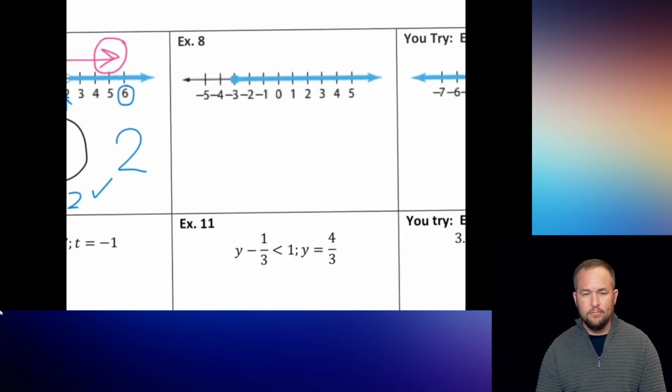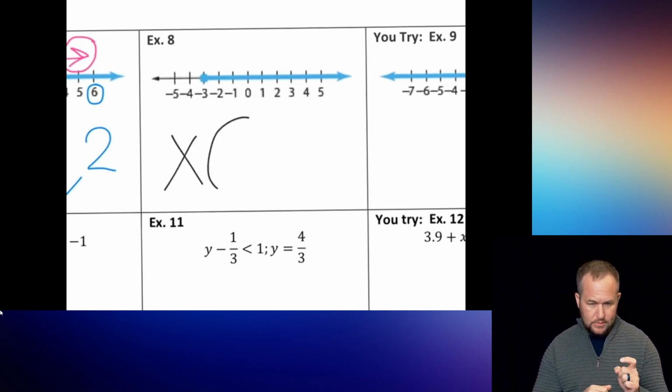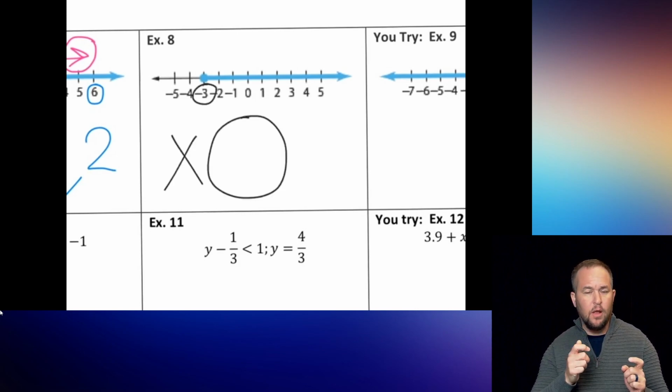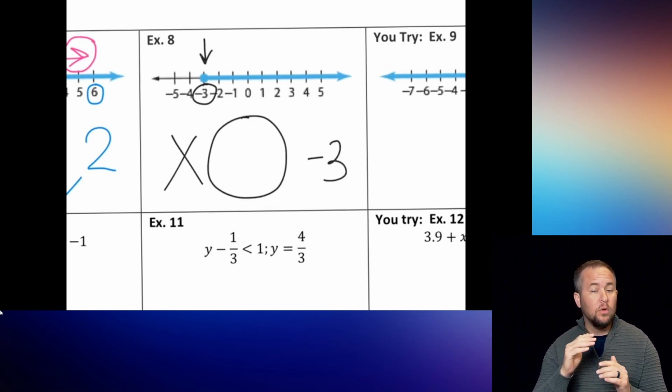All right, looking at the next example, again, I always start with my x. I have my big circle that I'm filling in with my inequality, and I'm using the number -3 because that's where my dot is. I know it is closed, so therefore I have a line underneath.